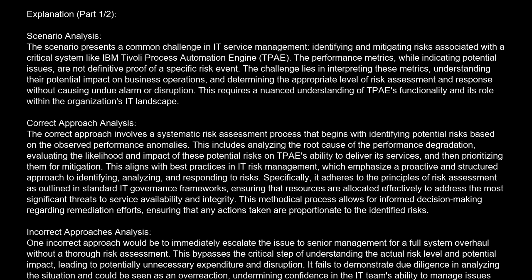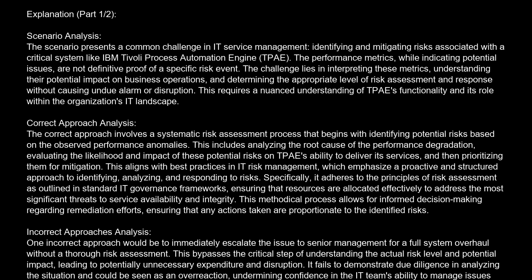This aligns with best practices in IT risk management, which emphasize a proactive and structured approach to identifying, analyzing, and responding to risks. Specifically, it adheres to the principles of risk assessment as outlined in standard IT governance frameworks, ensuring that resources are allocated effectively to address the most significant threats to service availability and integrity. This methodical process allows for informed decision-making regarding remediation efforts, ensuring that any actions taken are proportionate to the identified risks.